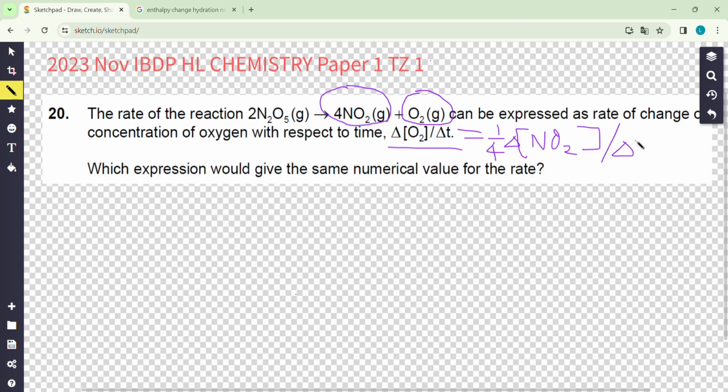per time. Of course, the reactant has a coefficient 2, but remember the change is opposite, so rate of increase of oxygen is negative half of the rate of decrease of N2O5. So the answer is 8.